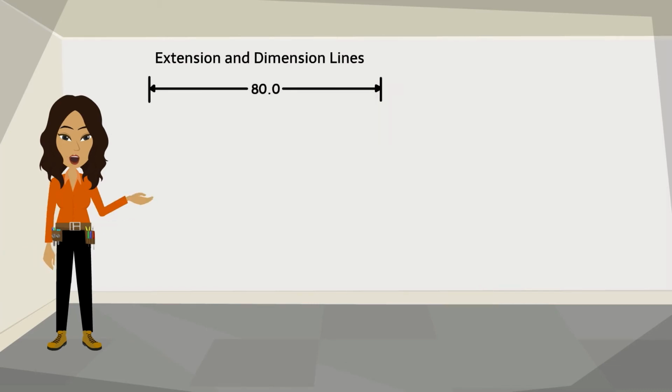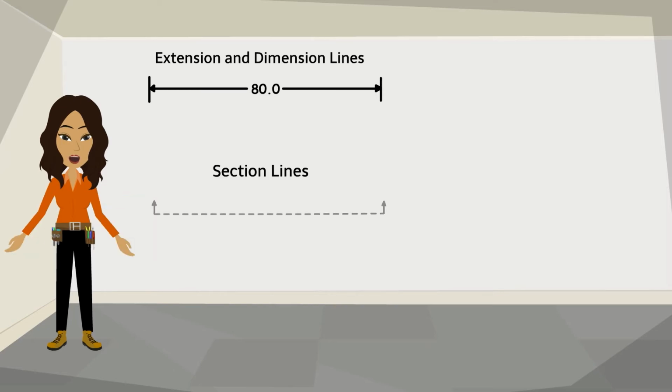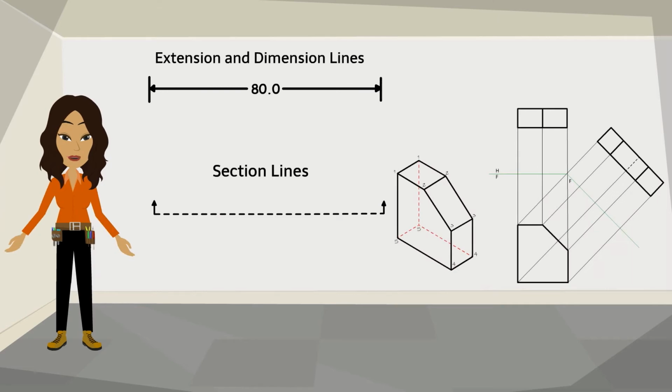Extension lines extend from the part of the object being dimensioned, and dimension lines are placed in between the extension lines. Section lines. Section lines are used to show where a cross-section view of an object has been taken. The dotted portion of the line shows where the cut was made, and the arrows at each end indicate the direction that you look at the cross-section.